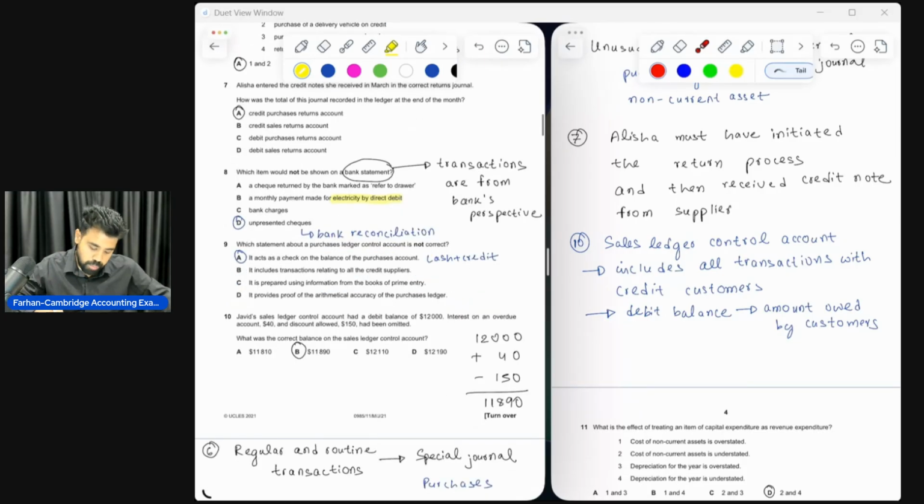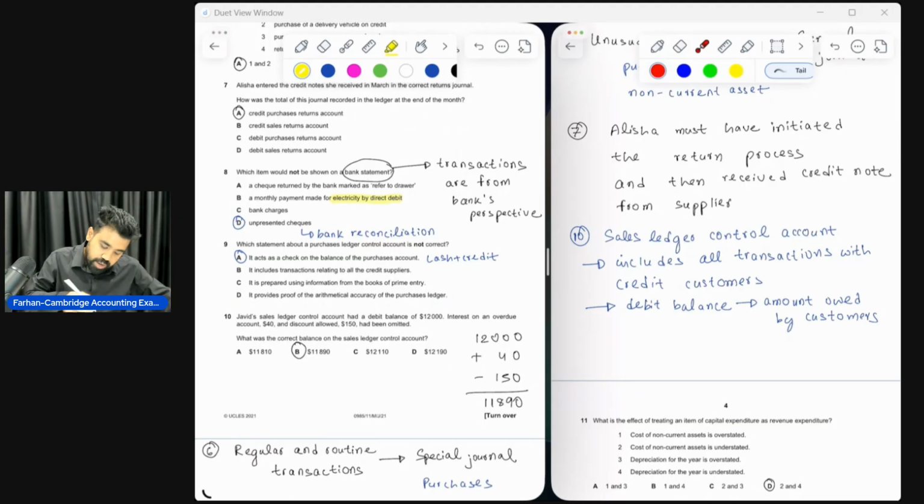Now, what about number 9? Which statement about a purchaser's ledger control account is not correct? Before we read through the options given to us, what is a purchase ledger control account? It includes all the credit transactions we have got with our credit suppliers. Again, it could be any purchases we have made on credit, any discounts we have received from our suppliers, any payment we have made to our suppliers, right? So it is quite clear that the purchase ledger control account is only for credit transactions, 100%, isn't that so?